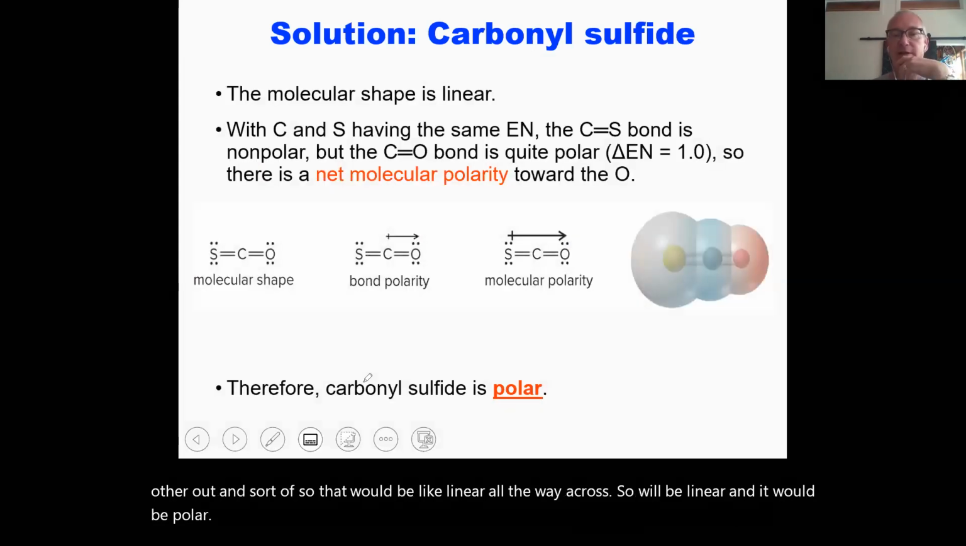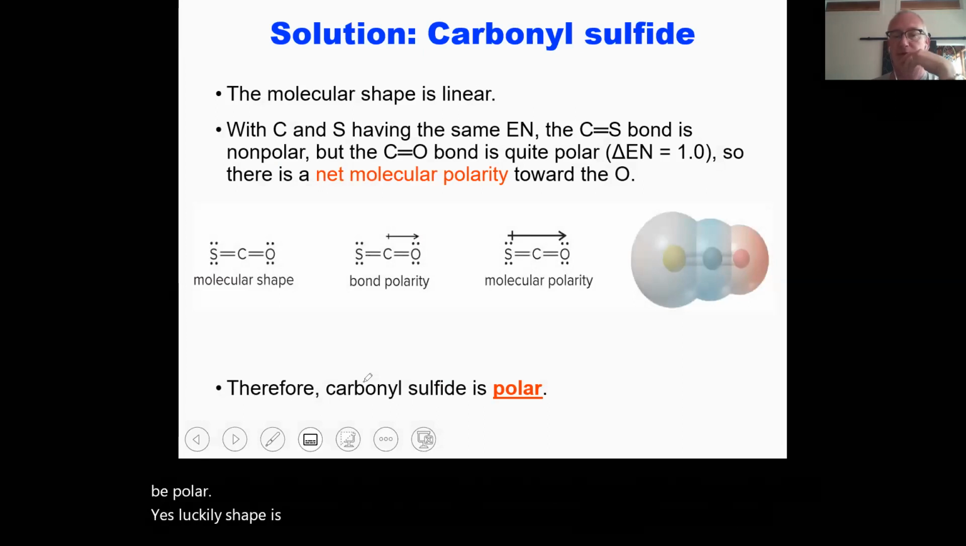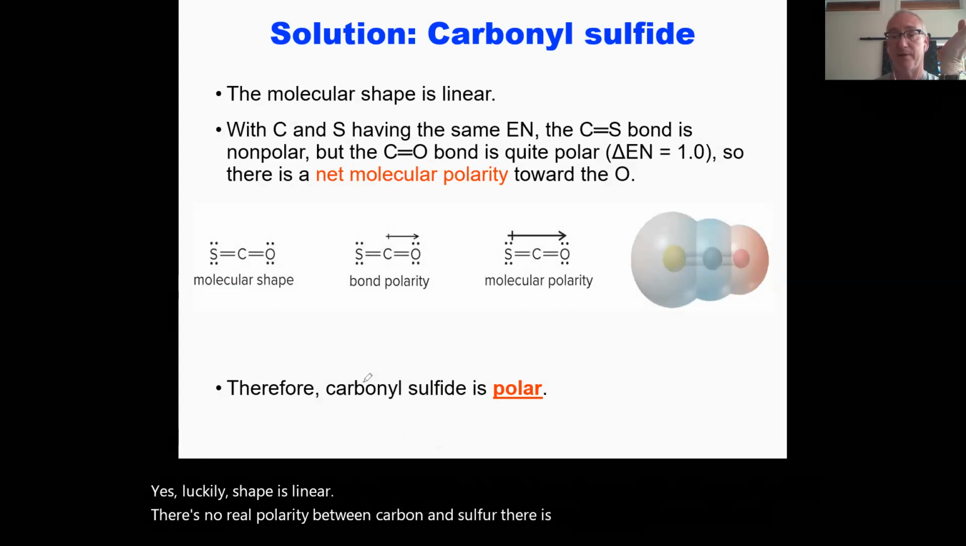Yes, the molecular shape is linear. There's no real polarity between carbon and sulfur. There is between oxygen and carbon. And so, yes, this would be polar.